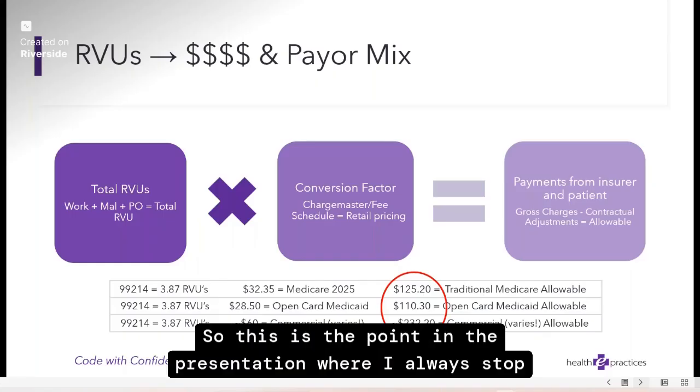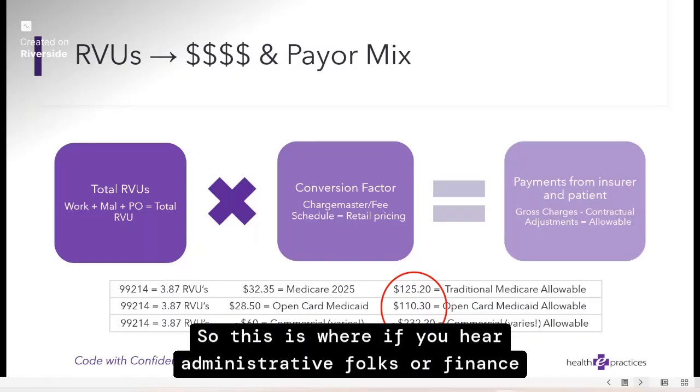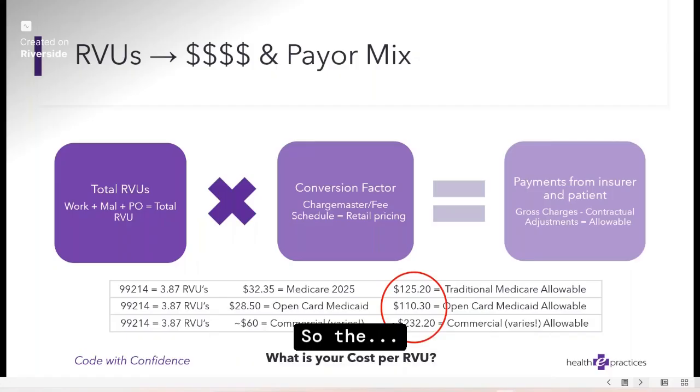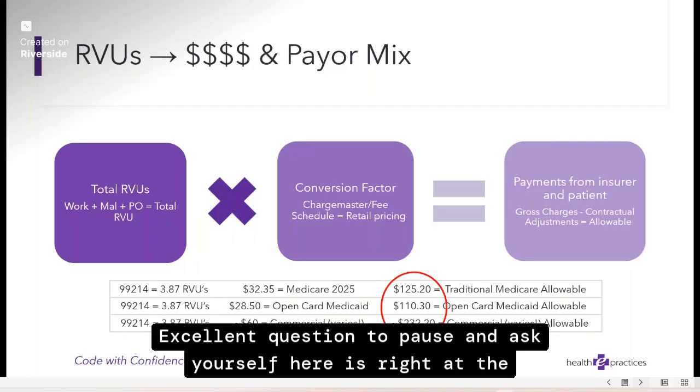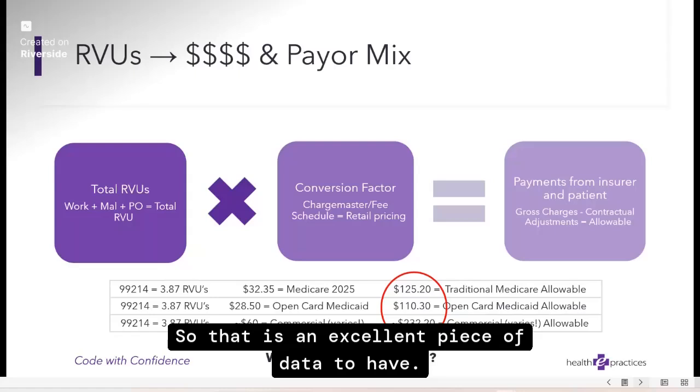So this is the point in the presentation where I always stop and say, all patients are created equal, all payers are not. So this is where if you hear administrative folks or finance folks talking about payer mix, this is why we tend to get a little bit excited about payer mix. The excellent question to pause and ask yourself here is right at the bottom of the slide there, and that is, what is your cost per RVU? So that is an excellent piece of data to have.